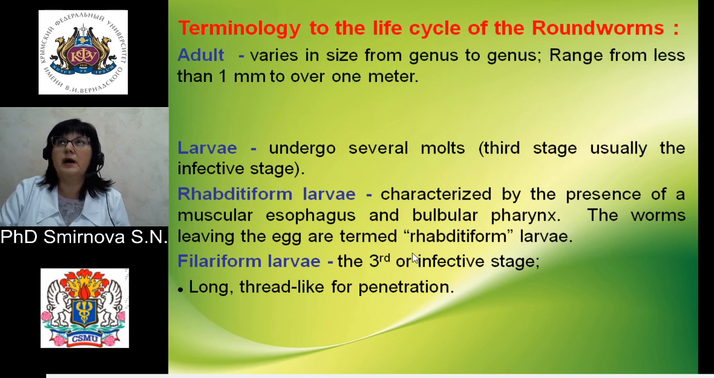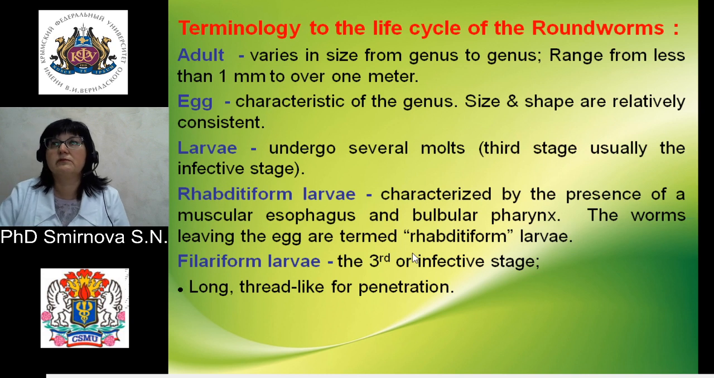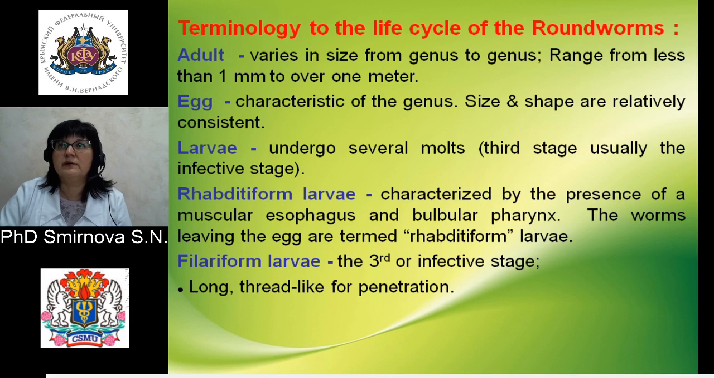This is a very important part in the study of this new class. This is information about the life cycle which is related to roundworms. In the life cycle, there is the adult form, the egg stage, and the larva stage, divided into rhabditiform larva and filariform larva.